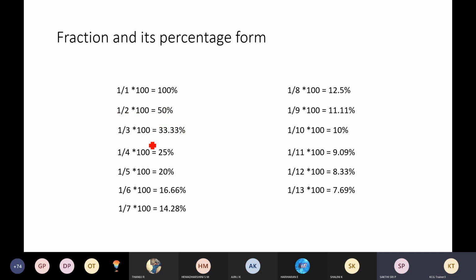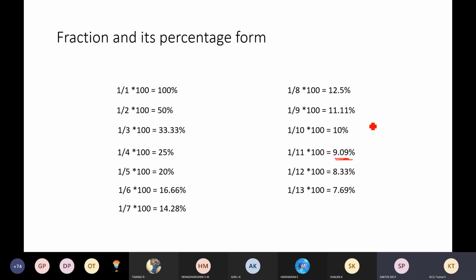Very good, guys. Superb. 25 percent means 1 by 4. So 1 by 4 of 72, my answer is 18. Guys, always remember, what did I tell you? You should remember all these percentages and their corresponding fractions, just like what happened right now.